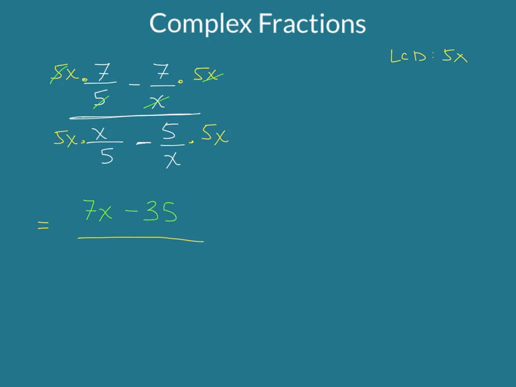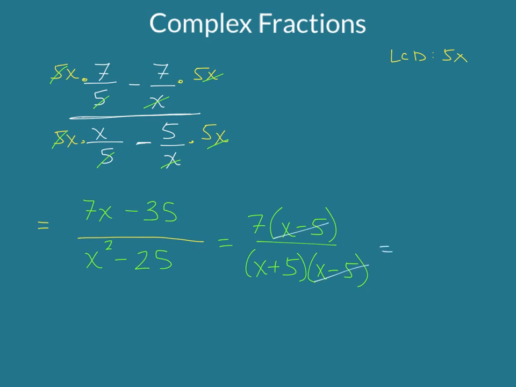Okay, down here, this 5 and this 5 will cancel, and we're left with x times x, which is x squared, minus, over here, this x and this x end up canceling, and we're left with 25. Okay, now we want to see if we can factor anything. The GCF in the numerator is 7, and we're left with x minus 5. The denominator is a difference of squares, and so it factors as x plus 5, x minus 5. And then the x minus 5s actually can cancel. The entire factor cancels. And our final answer is 7 over x plus 5.